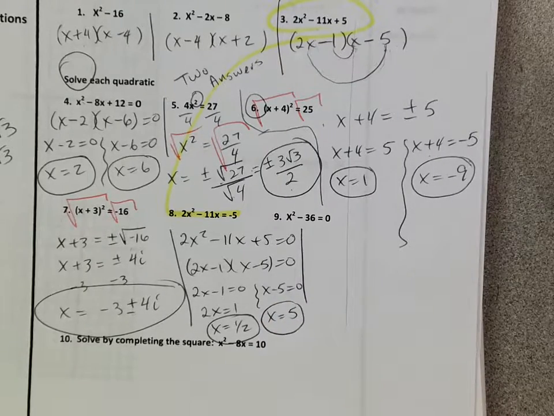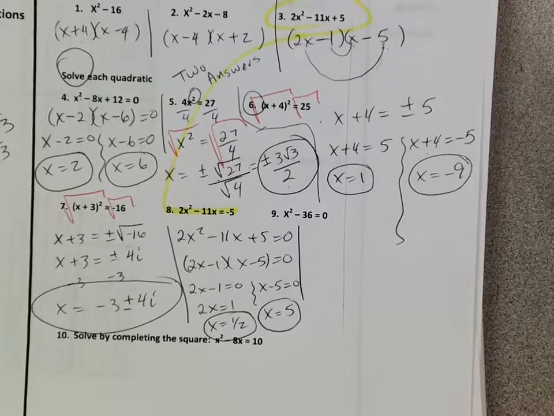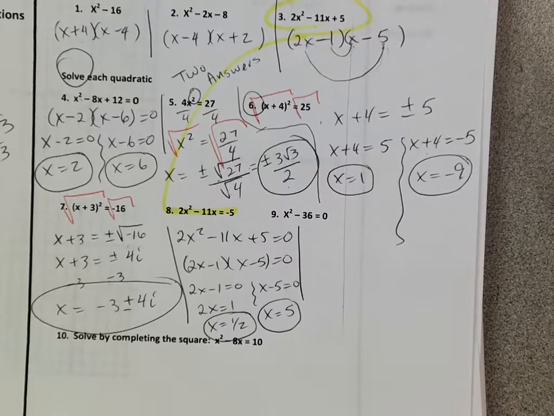Okay, number 9, easiest problem on the whole page. Number 9 is the easiest. There are 2 ways to do it. One, we could factor it, or we could solve it. Do you want to factor or do you want to solve?